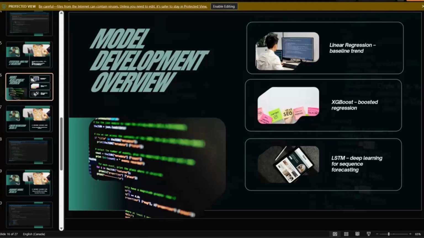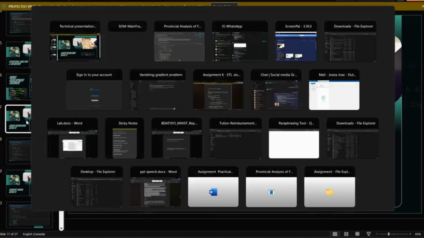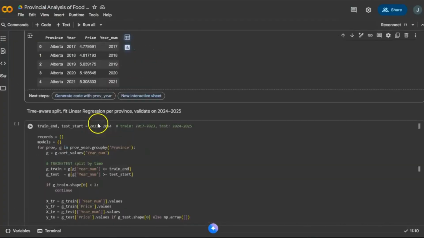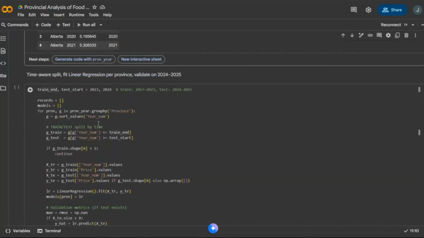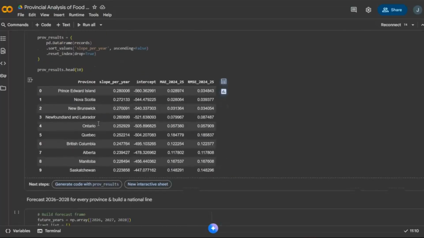Model development and evaluation. We developed three models, each chosen for a specific technical reason and to test different hypotheses about how inflation behaves. Our first model is linear regression, our baseline model. We chose it because inflation generally moves in a predictable and cumulative pattern. A simple trend can often explain a large portion of its variation.